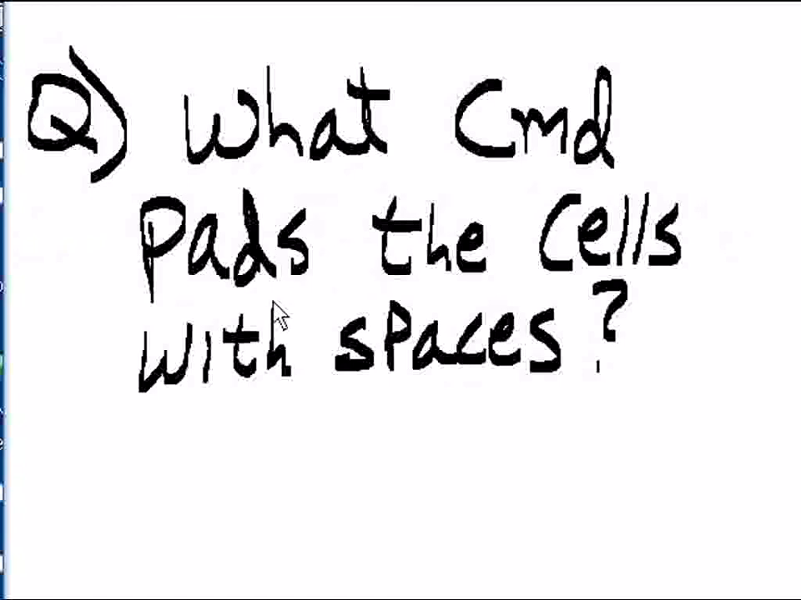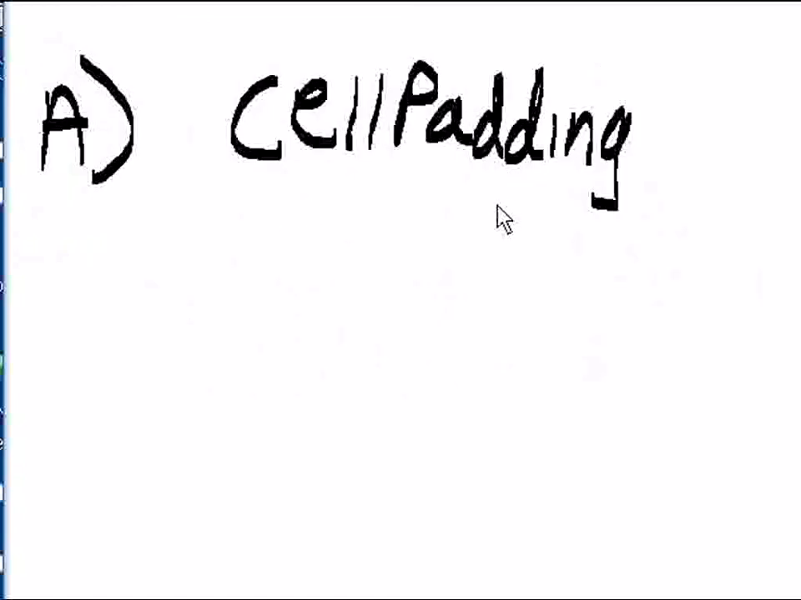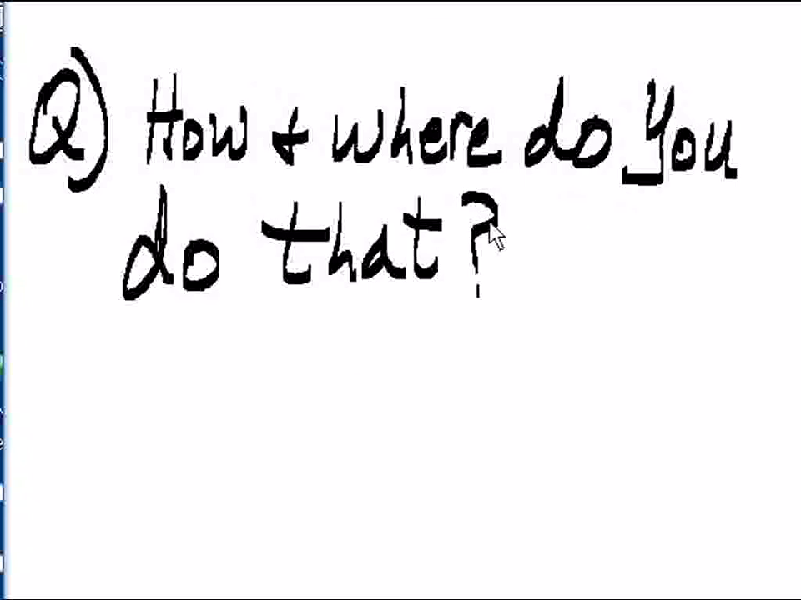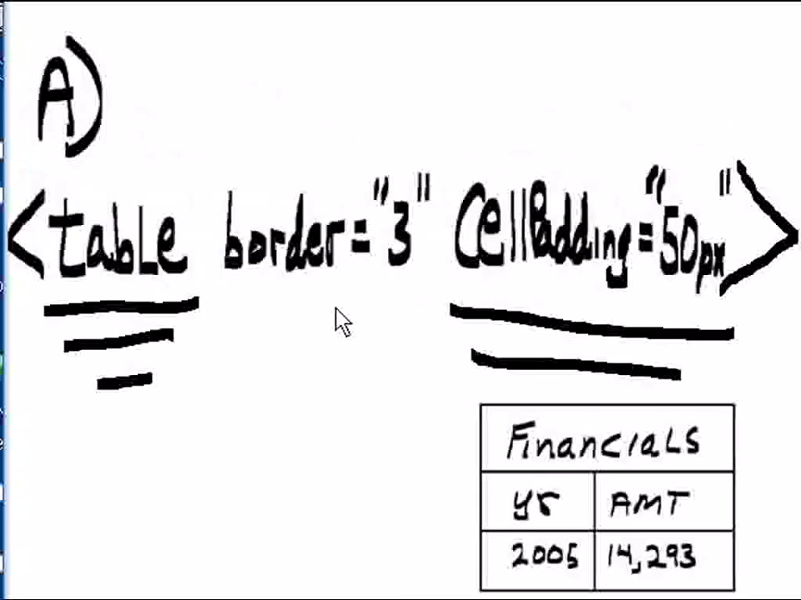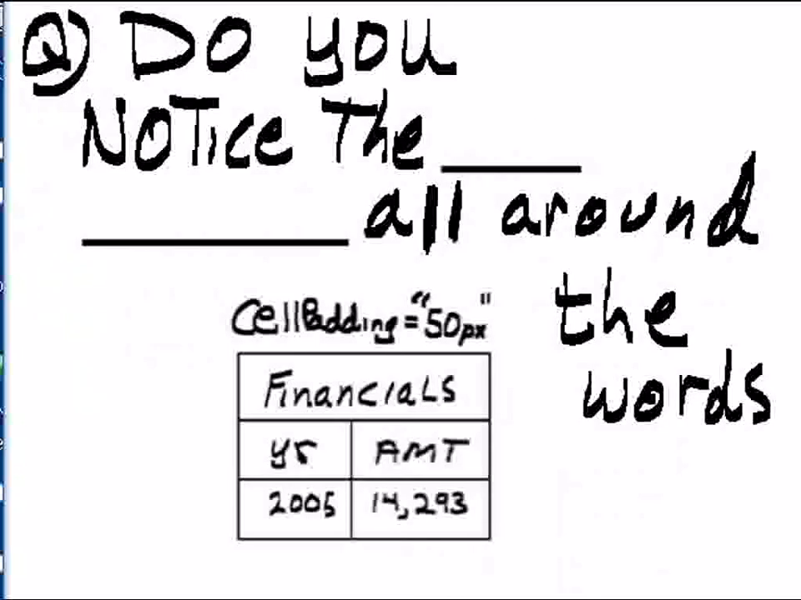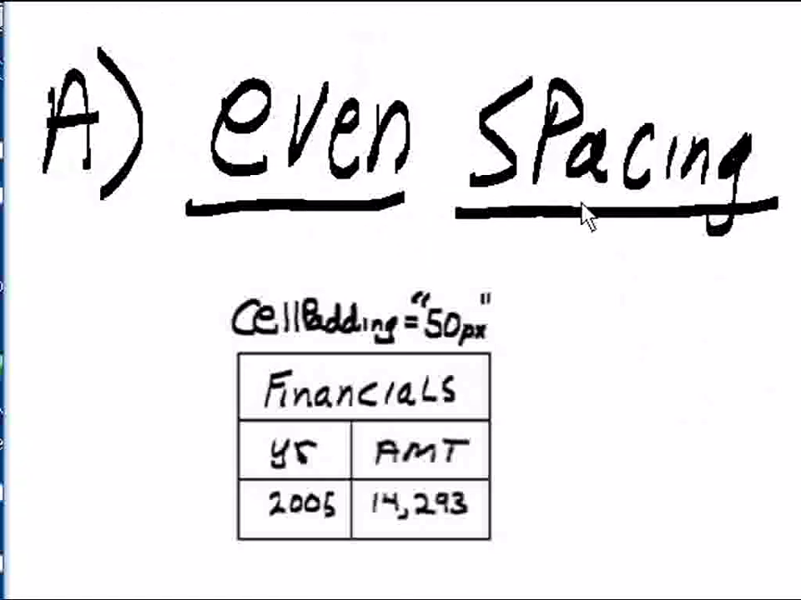Question, what command pads the cells with spaces? Cell padding. How and where do you do that? Table, border equals 3, that's a good one. Then cell padding equals 50 pixels, within quotes. Do you notice the blank space all around the words? Even spacing.